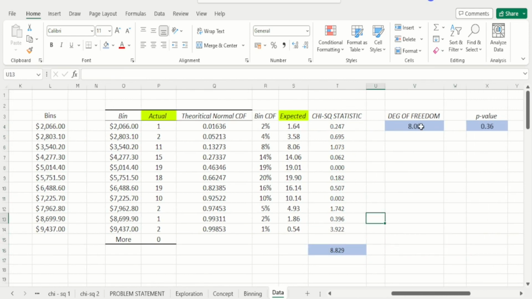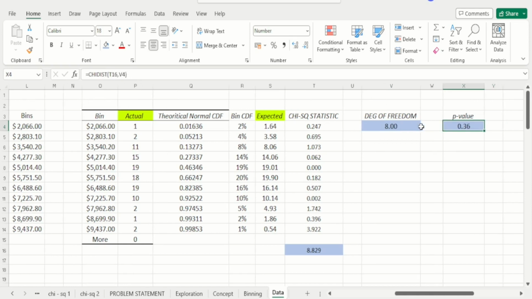The next step is the degrees of freedom. The degrees of freedom is the count of bins, where each bin represents information, minus 1, minus the used information. The used information is the mean and standard deviation. Remember, some texts would also call it calculated parameters, for example. That will bring us to the degrees of freedom. Finally, using the chi-dist, or the chi-distribution function, we'll be able to get to the p-value, right?